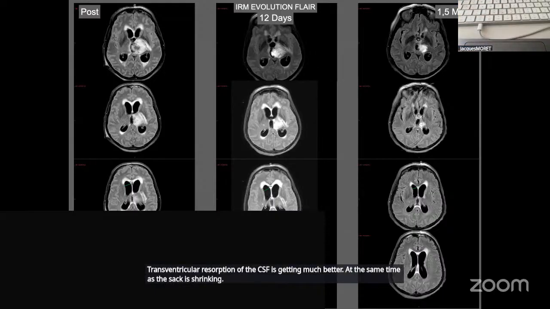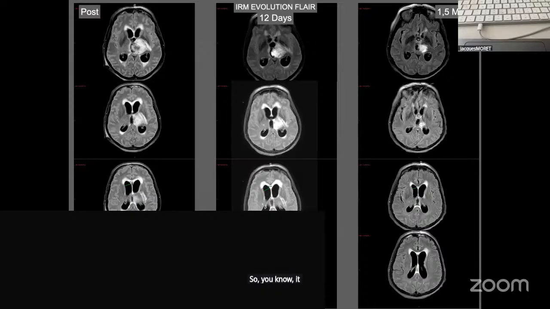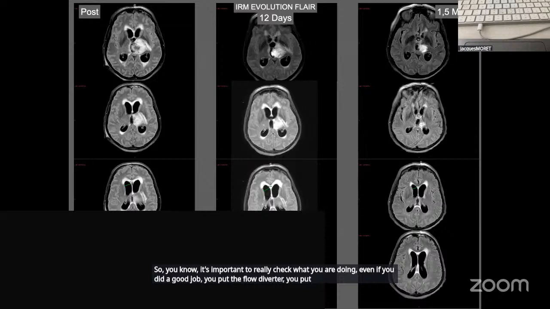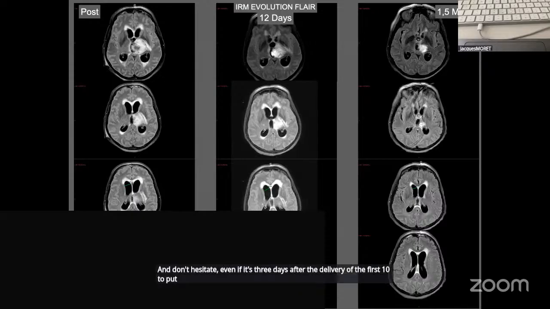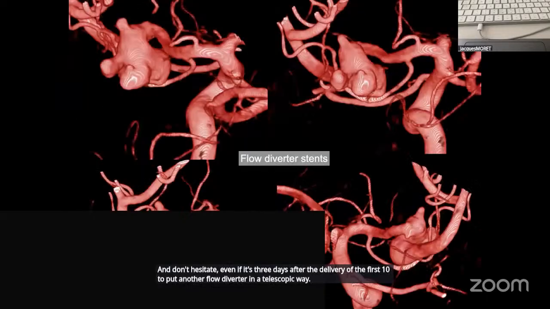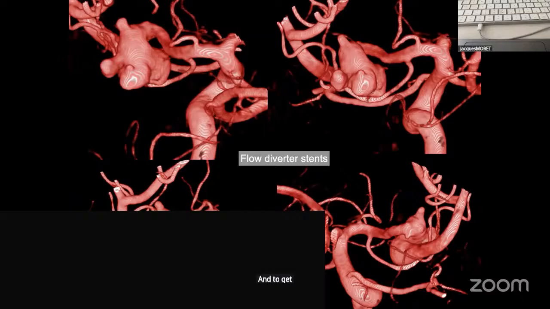So it's important to really check what you are doing, even if you did a good job, you put the flow diverter, you put the coils. If the patient is worsening, it means that the protection of the aneurysm is not strong enough. And don't hesitate, even if it's 3 days after the delivery of the first stent, to put another flow diverter in a telescopic way and to get a wonderful result. These flow diverters are definitely wonderful.